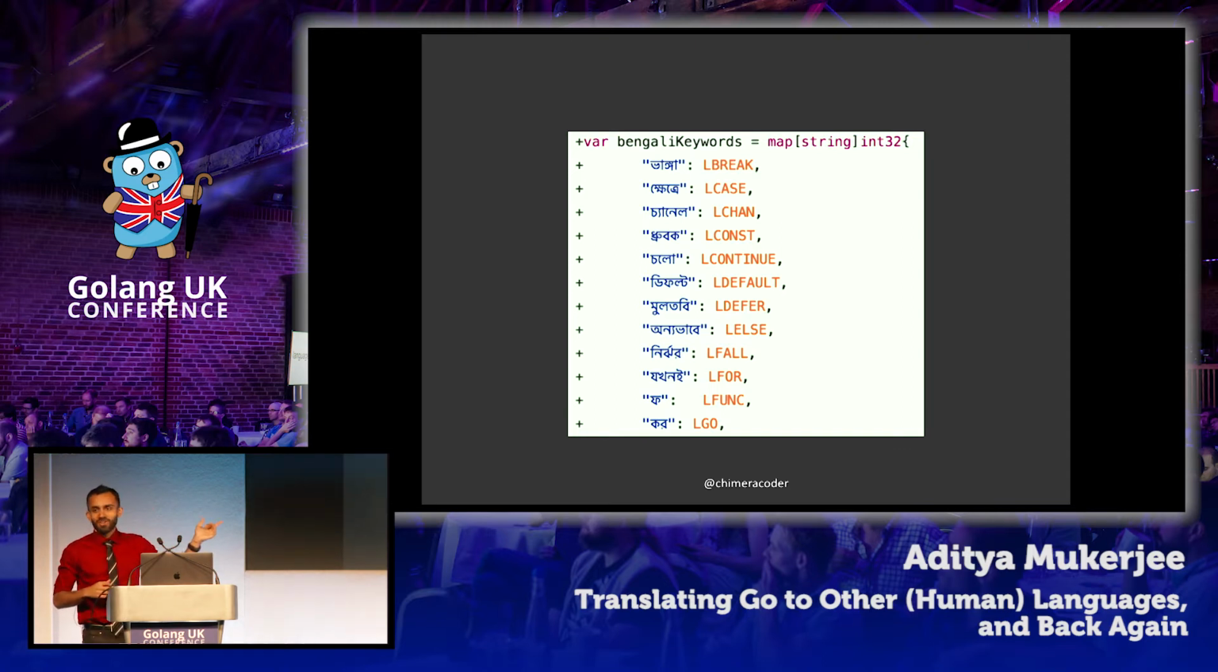So all we have to do then is extend the lexer to handle the Bengali translations of each keyword, which is what we just did here. And so you can see here that every single word still maps to the same value, which is actually an int32 defined as constants. But we're just adding different keys that map to the same value. As far as the parser is concerned, nothing has actually changed.